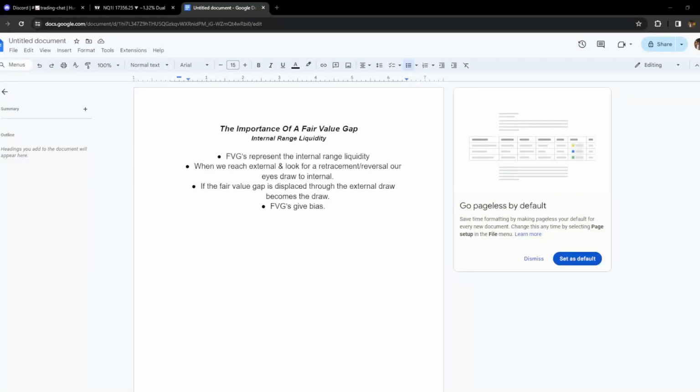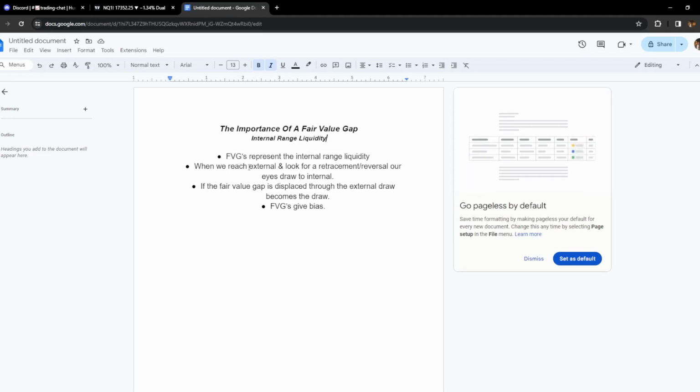In today's module, we will be going over fair value gaps, the importance of them. So I don't know which module we are on, but let's get into the fair value gap module. I am going to be going over the importance of a fair value gap, the internal range liquidity, right? We know that fair value gaps represent the internal range liquidity. External range liquidity is old highs and old lows. So fair value gaps obviously represent the internal range liquidity.